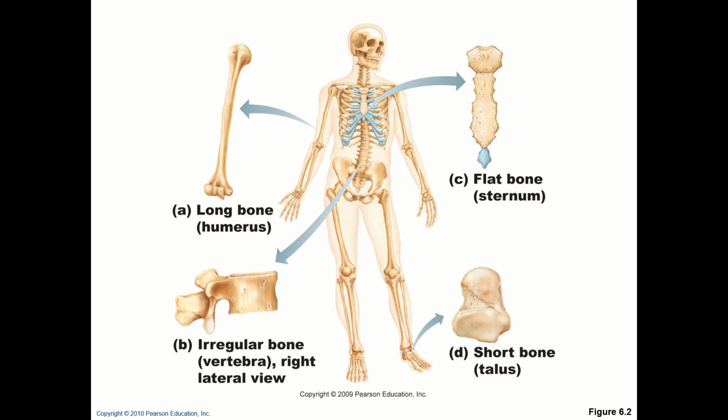This illustration shows the long bone of the humerus in figure A. Figure B is an irregular bone. This would be a lumbar vertebra. Figure C is the sternum, a flat bone. And figure D is a short bone, the talus. Looking at the patella or kneecap is an example of a sesamoid bone.